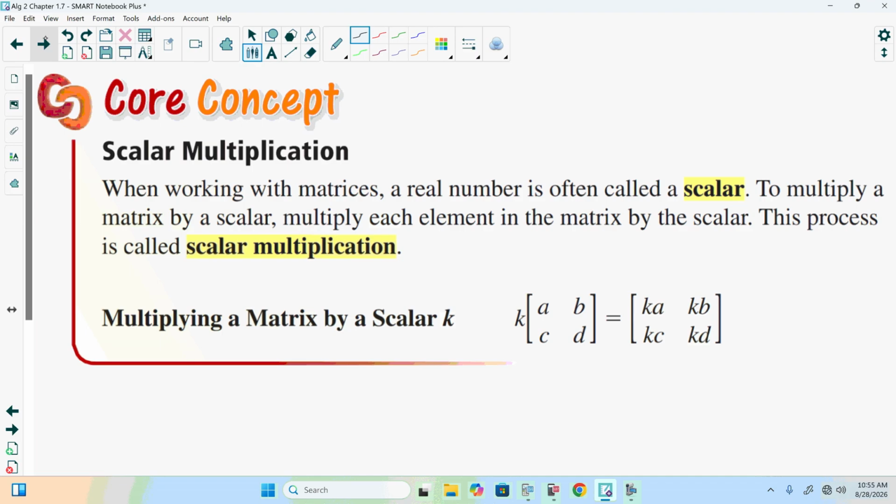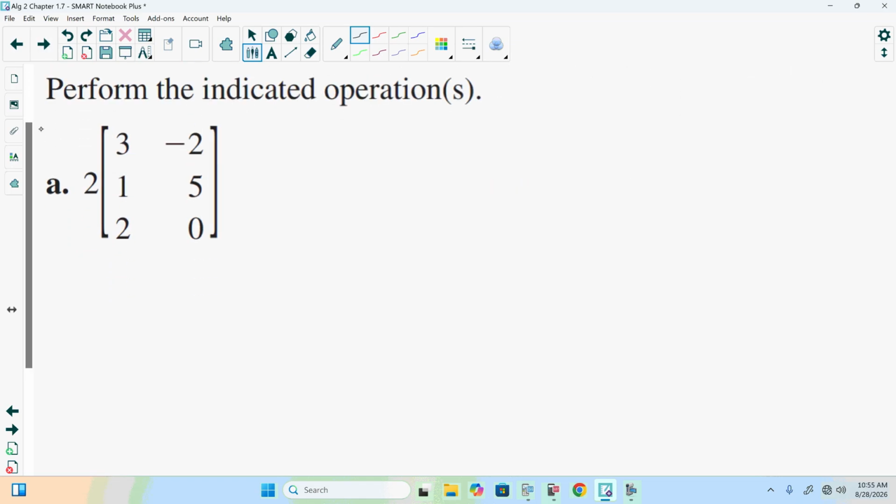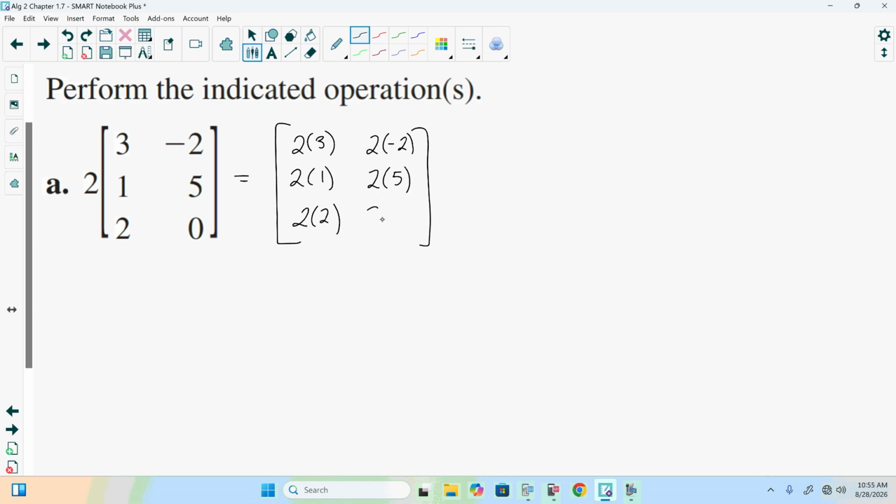Scalar multiplication. When we scale something, we're going to multiply every element in the matrix by said scalar. That's all that says. So we look at something like this here, 2 times this matrix. We're going to multiply every element in the matrix by 2. So we'd have 2 times 3, 2 times negative 2, 2 times 1, 2 times 5, 2 times 2, and 2 times 0. We just multiply everything by that amount.